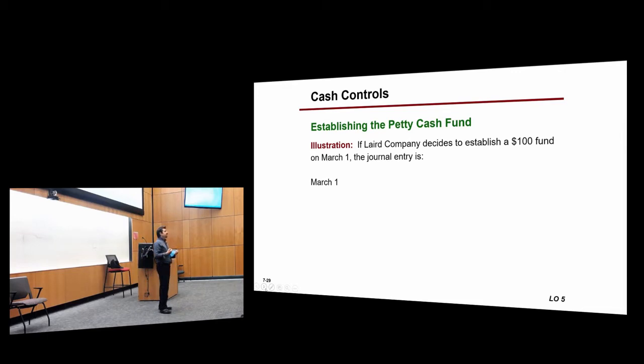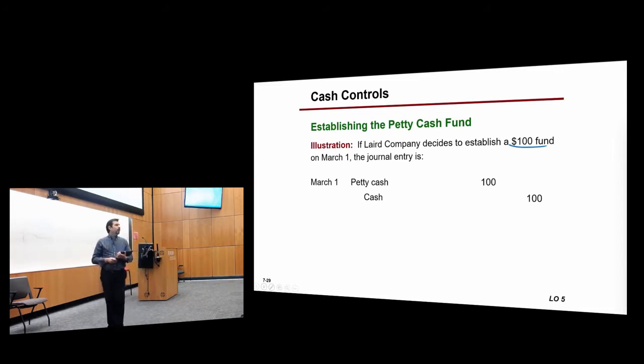With petty cash fund, it's a little bit more flexible. So let's say that the company decides to establish a $100 fund on March 1st. The account that will be used is called petty cash, okay? What happens to petty cash? It increases. What happens to cash? Decreases. So you debit petty cash, you credit cash.